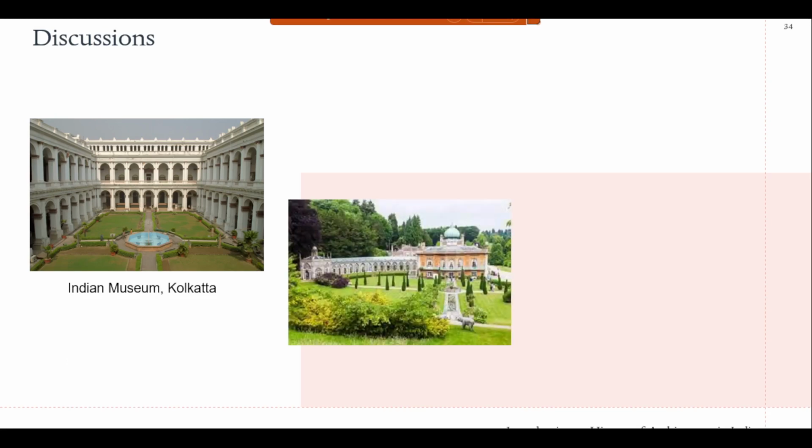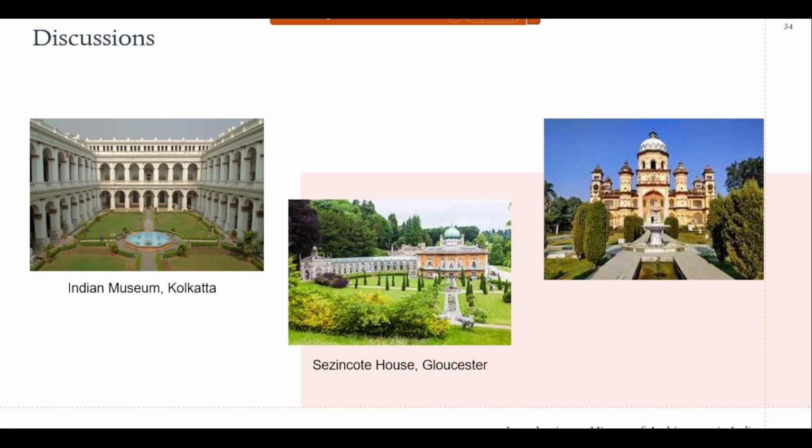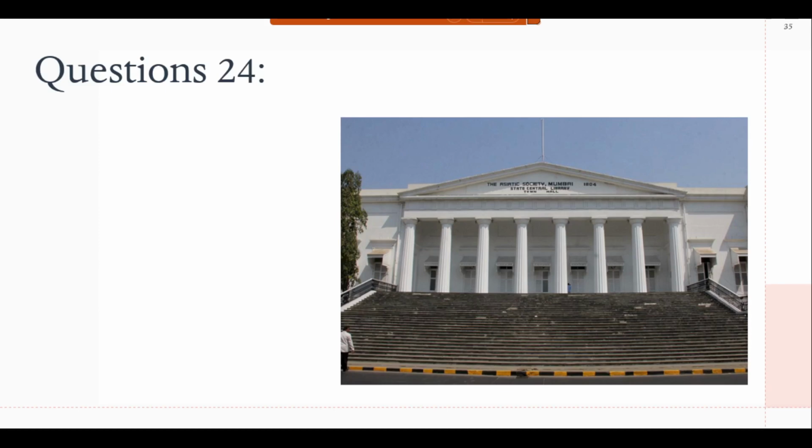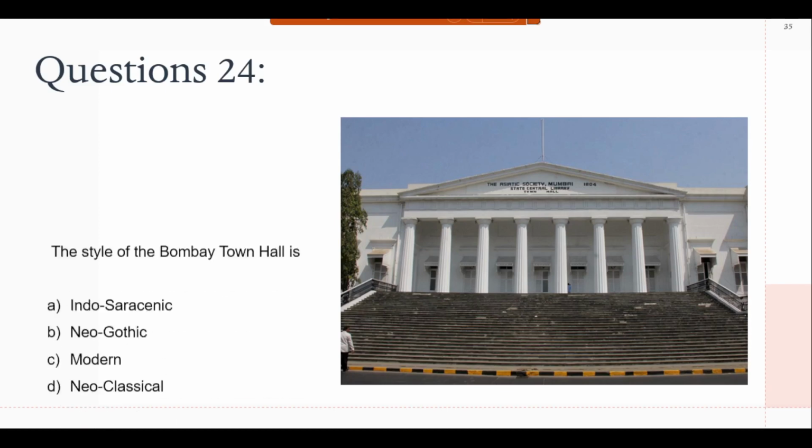Okay. Then we have Cézanne Court House. This one. Raza Library of Rampur. Okay, coming to question number 24.